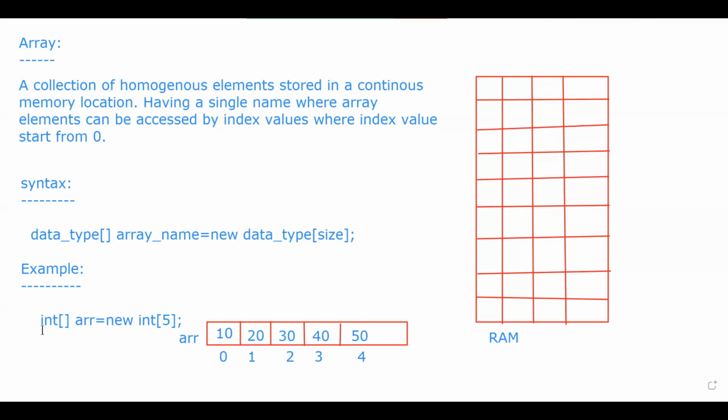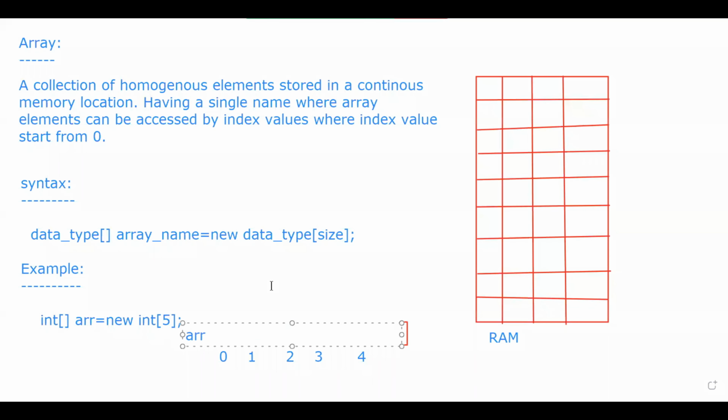Guys, for this particular array, the array will be created in this format, where I have inserted 10, 20, 30 myself. But initially, when you create an array, it will create default values. For your understanding, let me show it.